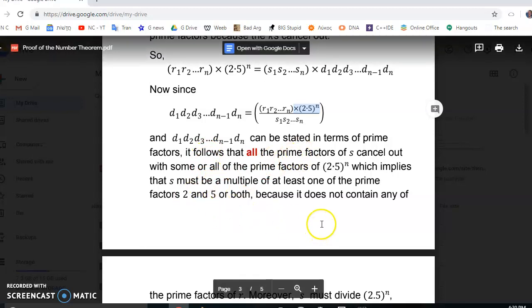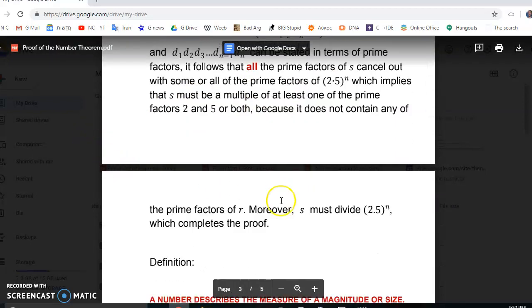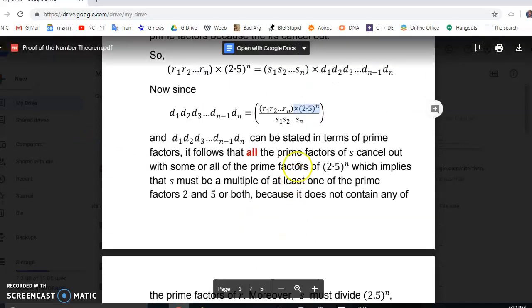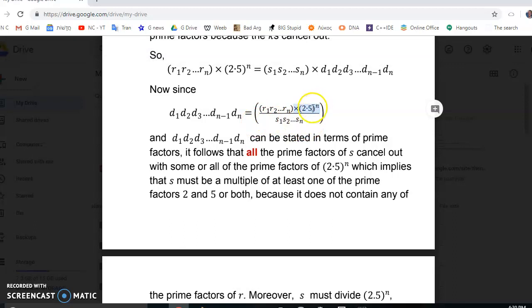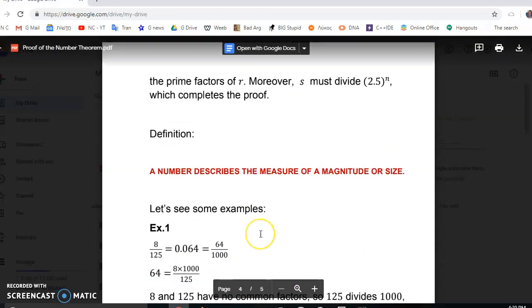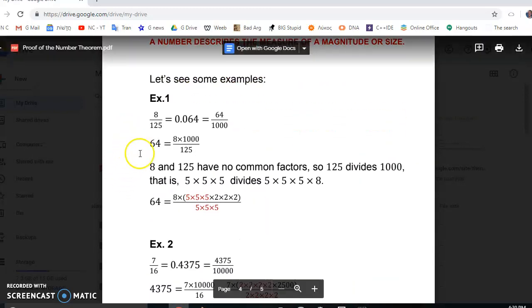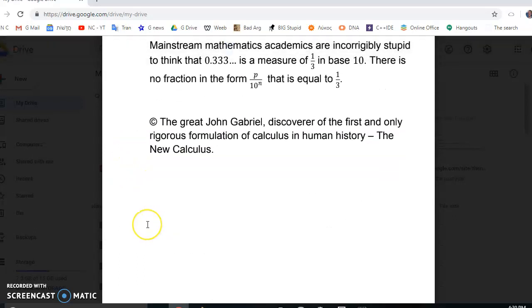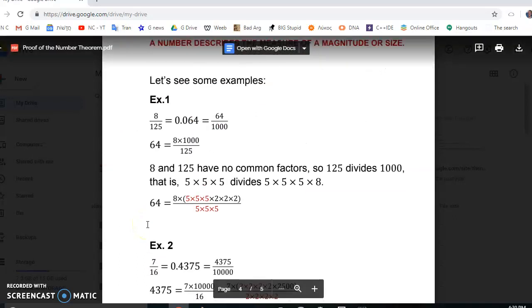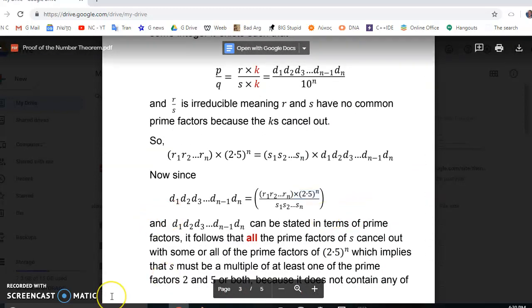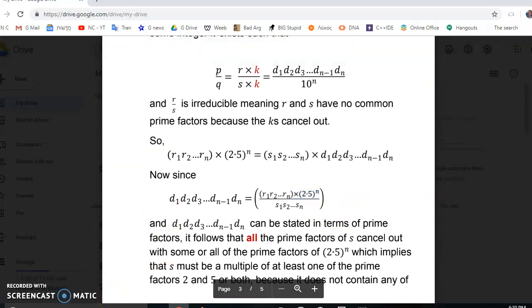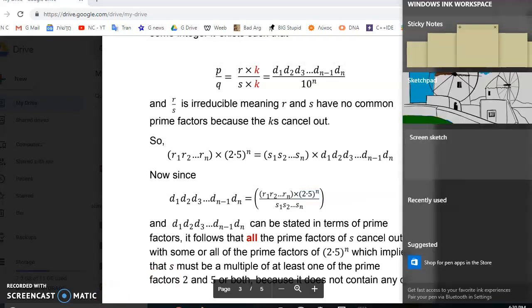Okay, so for example, a third doesn't have a measure because all the prime factors of s must divide 2 times 5 to the power of n. Now, I give you some examples here, and you can go through these examples to see how it works. Now, one thing I'm going to show you very quickly is that even if you were to take the limit, so I'm going to try and write on the screen now. Let's see what happens.